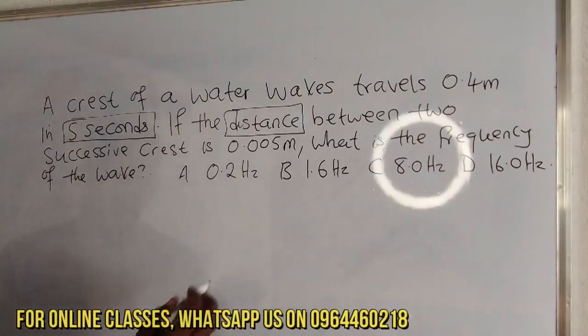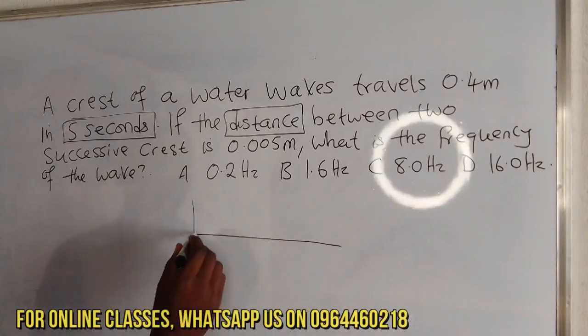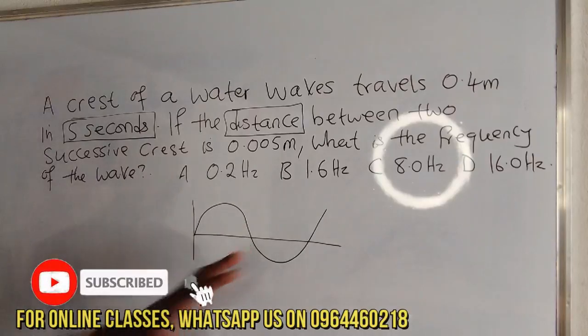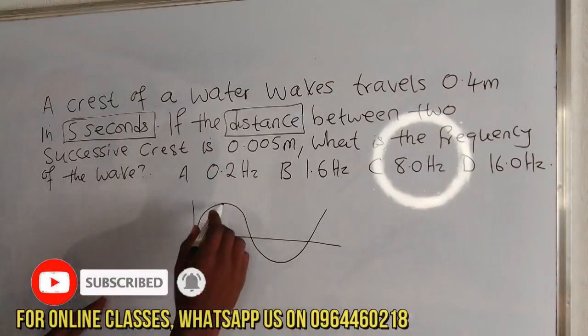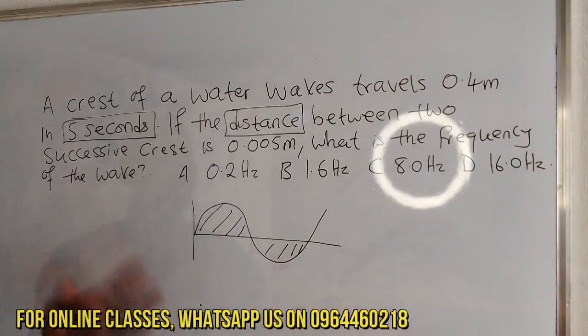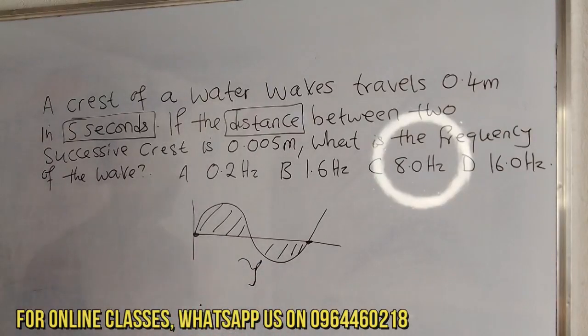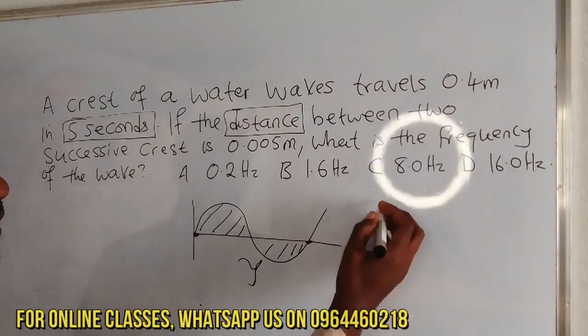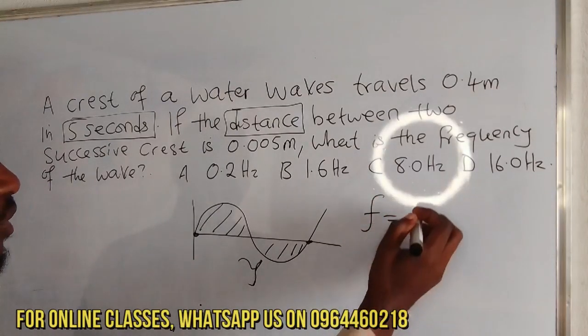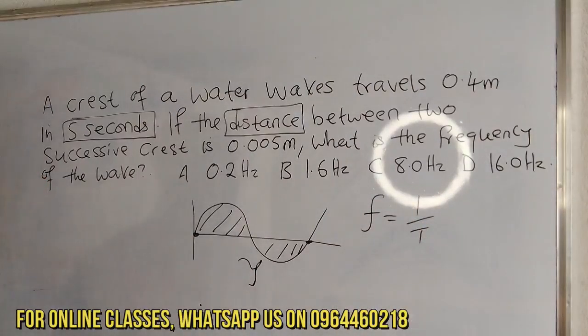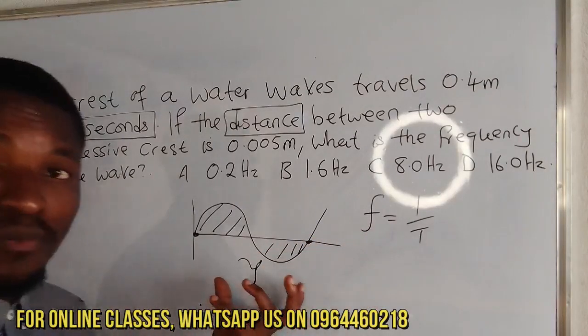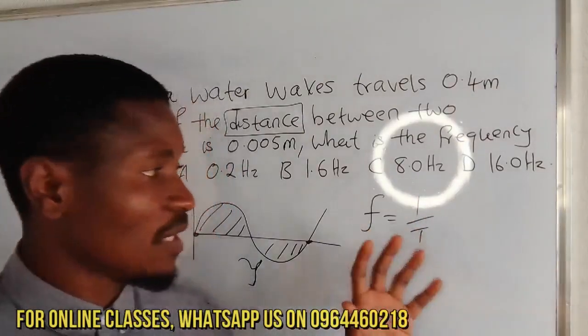Now, when you draw the wave, you sample the wave like this one. So the distance between these two points, from this point all the way to that point, is what we call the wavelength. And we also know that the frequency of a wave is given by that time.